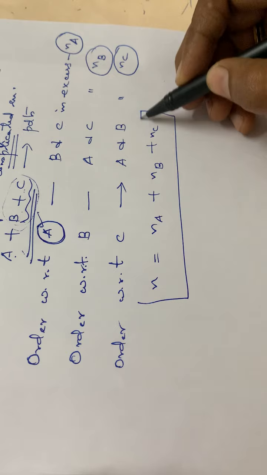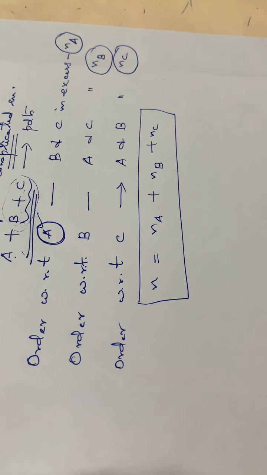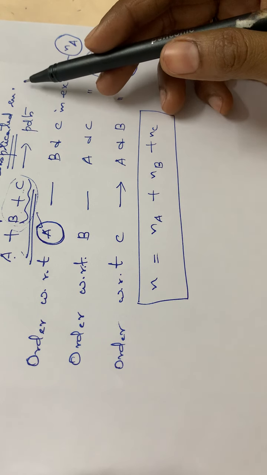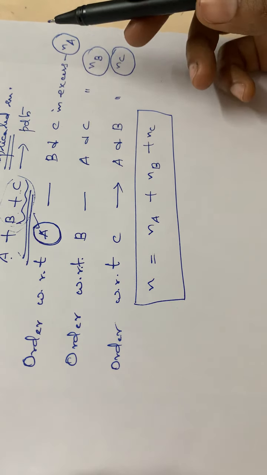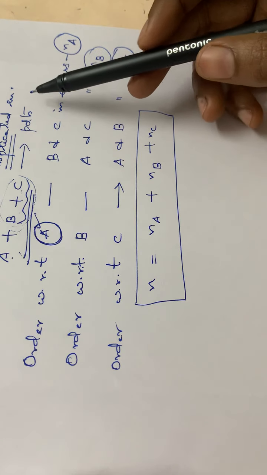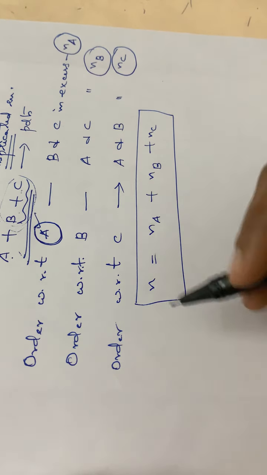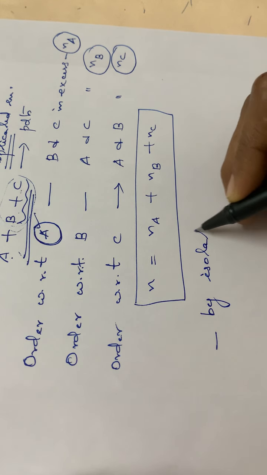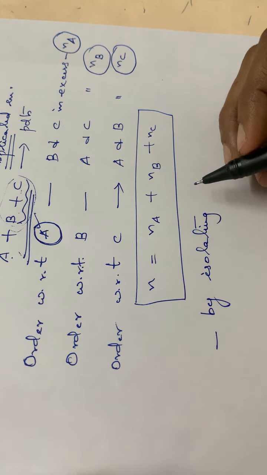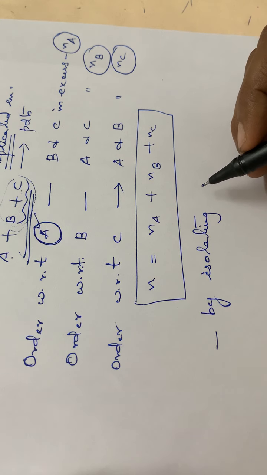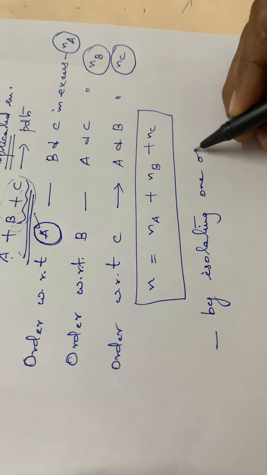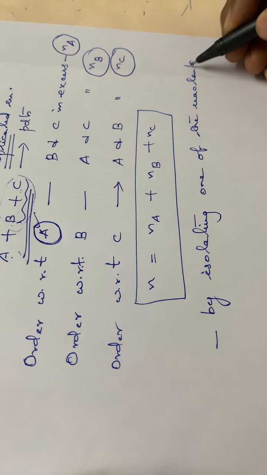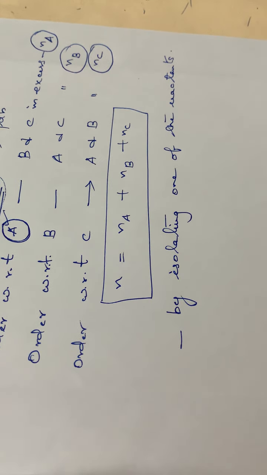So this is Ostwald's isolation method. It is used for determining the order of a complicated reaction. This part is not in your textbook, I think. It is done by isolating one of the reactants.